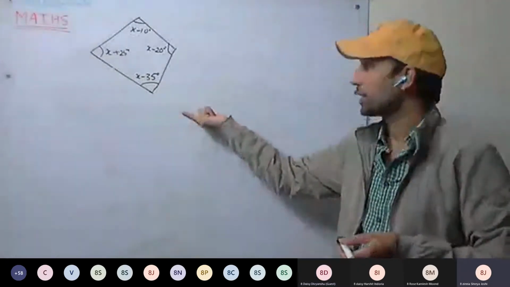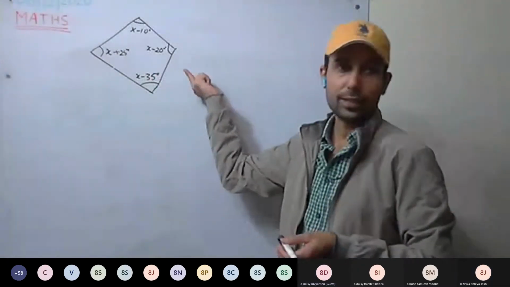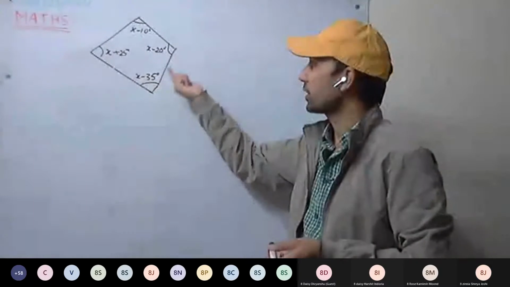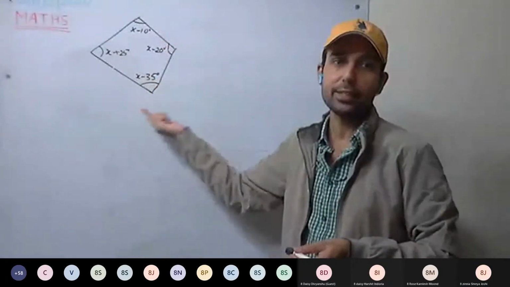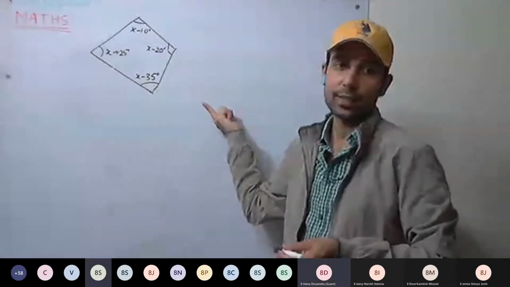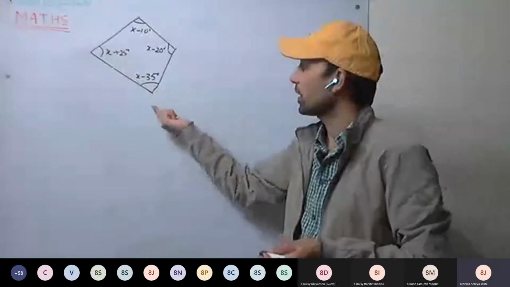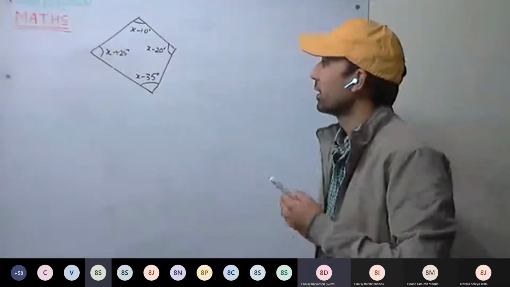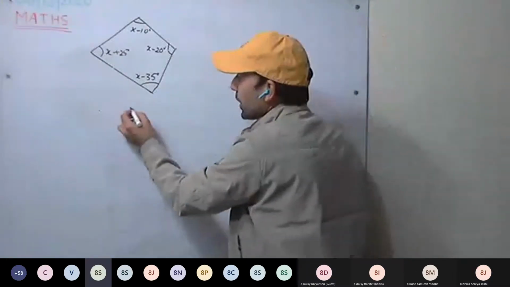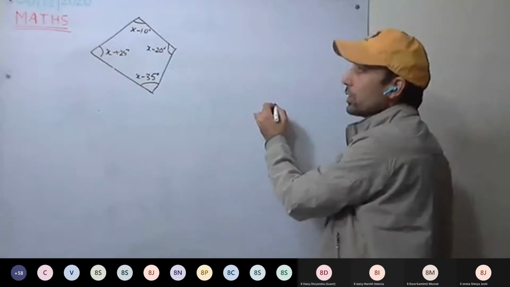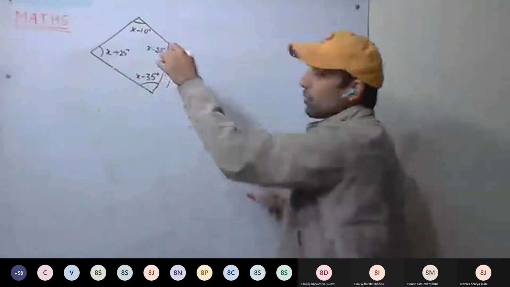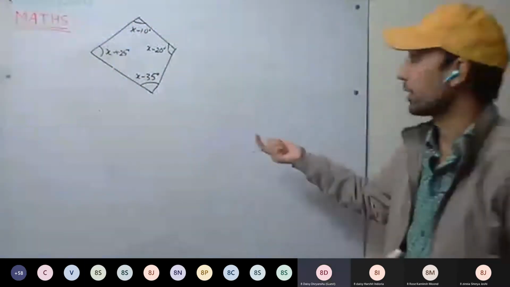It is a quadrilateral. The property of a quadrilateral: the sum of the interior angles of a quadrilateral is 360 degrees. So we'll be using this property. The sum of the interior angles of a quadrilateral equals 360 degrees, then we will write the angles of the quadrilateral.